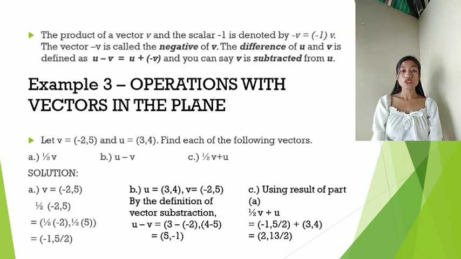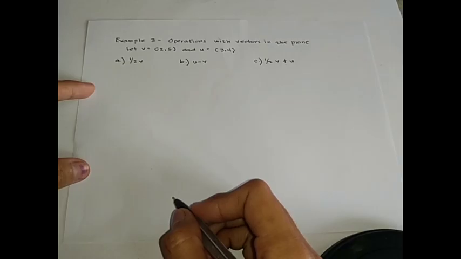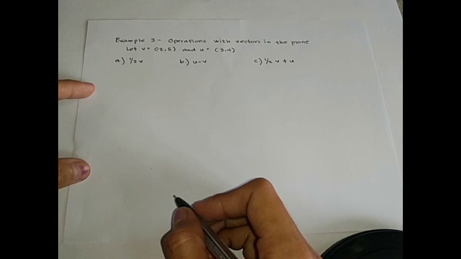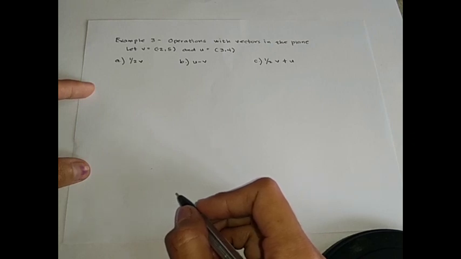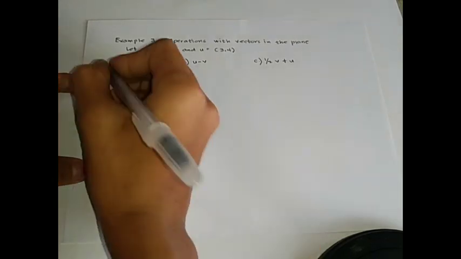Let us try to solve the problems. Let us try to solve example 3, operations with vectors in the plane. Let v is equal to (-2, 5), and u is equal to (3, 4). For letter A, 1/2 times v.